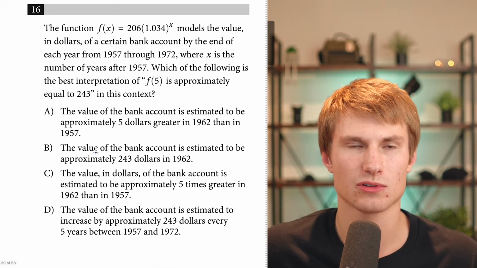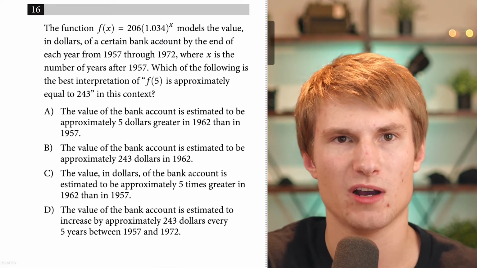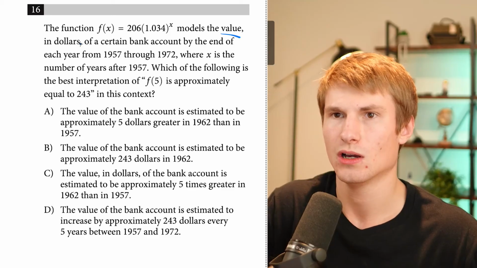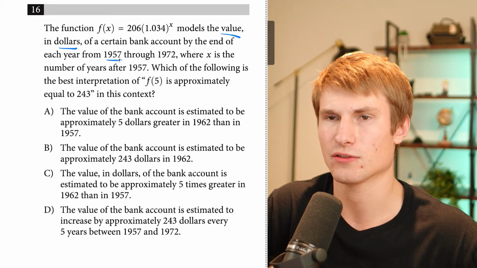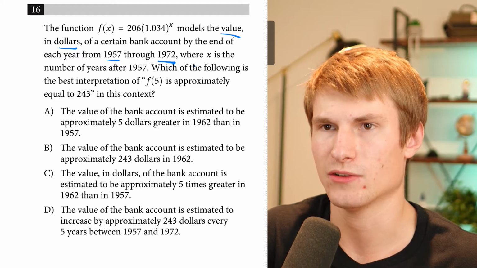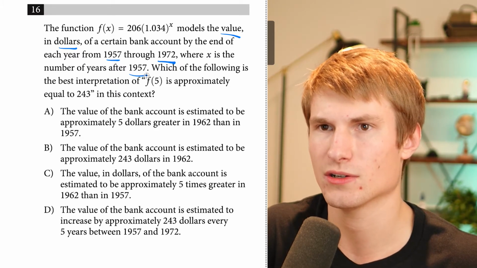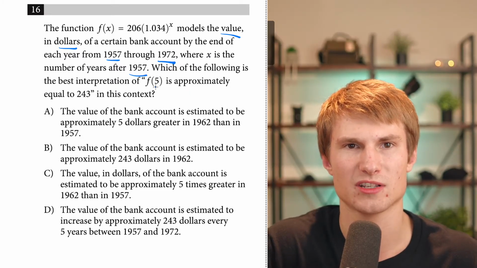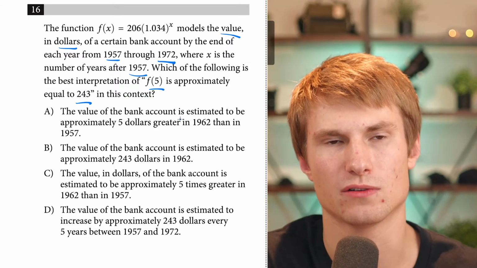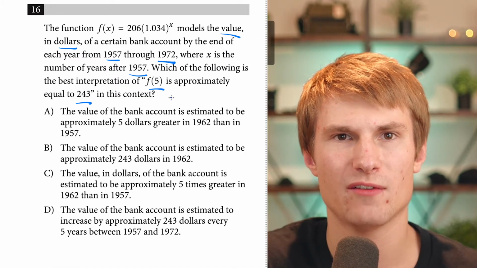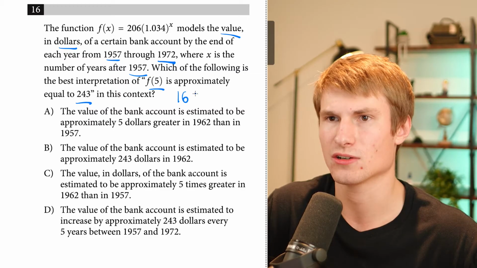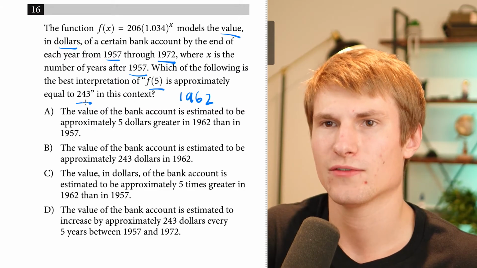Function f of x equals 206 times 1.034 to the power of x models the value in dollars of a certain bank account by the end of each year from 1957 to 1972. Always pay attention to years, where x is the number of years after 1957. Which of the following is the best interpretation of f of 5 is approximately equal to 243 in this context? Well, f of 5 means that it's 5 years after 1957, so the year is now 1962.